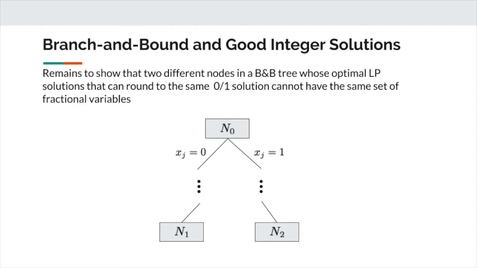And in fact, this means that they cannot round to the same 0, 1 solution. So for them to round to the same 0, 1 solution, they must be descendants of one another, all right? So now consider two nodes that are descendants of one another, so N0 and N1. Now note that xj, the variable that's branched on at N0, was fractional in the LP optimal solution at N0. But since it was branched on at N0, for all of its descendants, it's no longer fractional. And so therefore, they cannot have the same set of fractional variables.